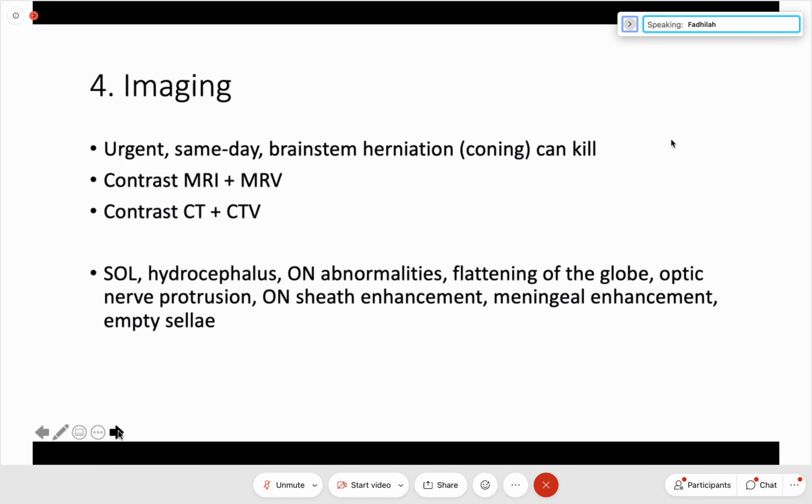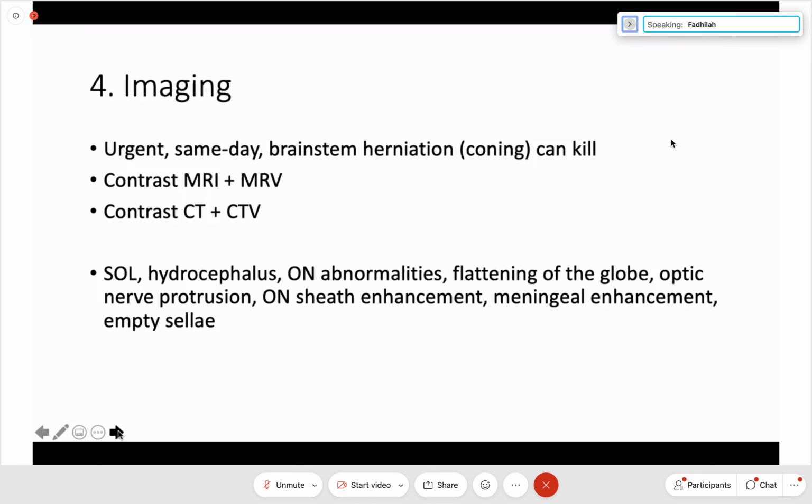Next, imaging. This has to be done urgently, if possible same day, because you don't want the patient to develop coning, because coning can kill the patient, right? So, of course, ideally, the best is MRI plus MRV, a must do. Bilateral swelling, MRI plus MRV. But most of the time you cannot get MRI, MRV on the same day. What's easier to get is CT and CTV. All right, so that is adequate.